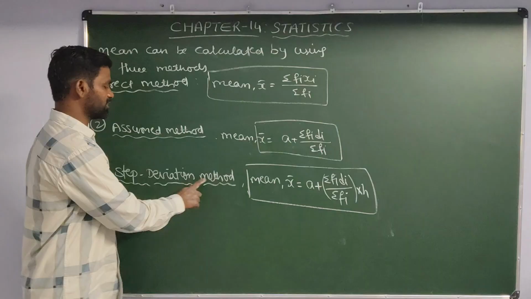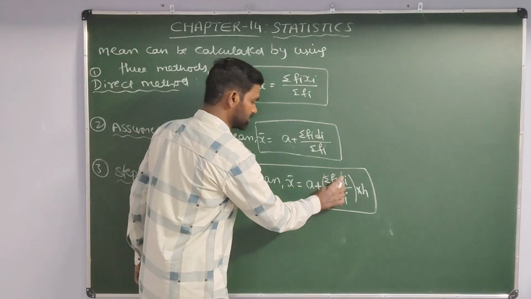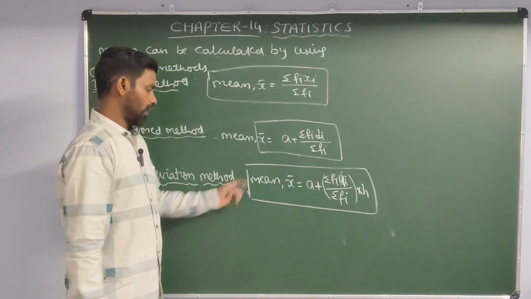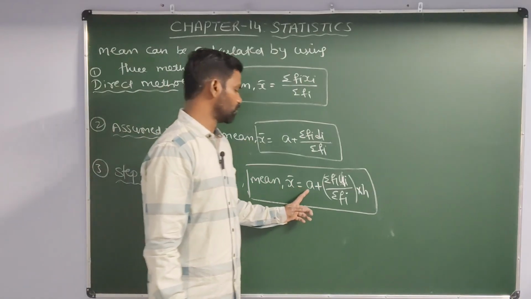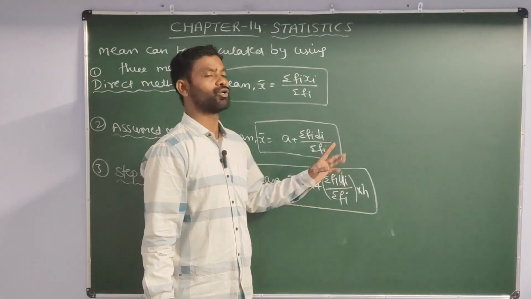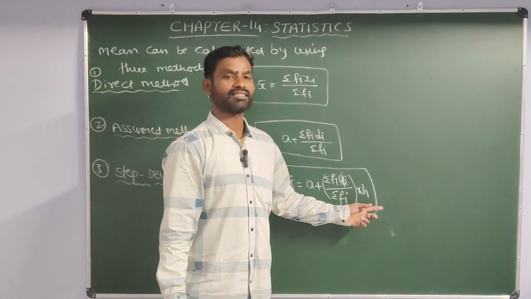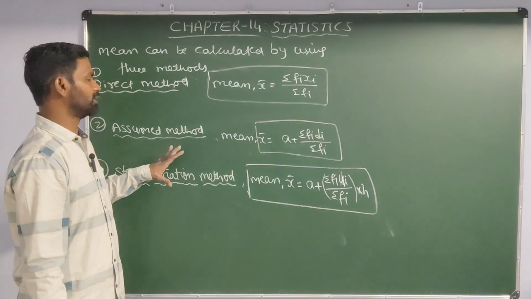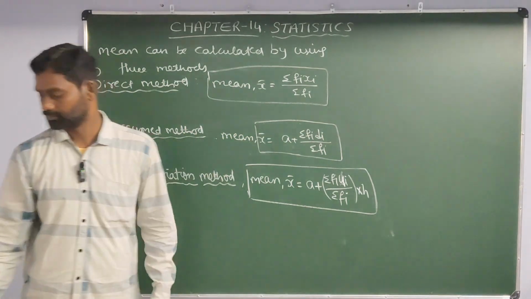Next, step deviation method. Mean x bar is equal to a plus sigma fi ui by sigma fi, into h. I repeat once again, step deviation method: mean x bar is equal to a plus sigma fi ui by sigma fi into h, where a is the assumed value and h is the class size or size of the class intervals. So these are the three methods for calculating mean.